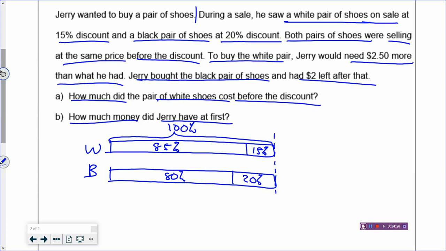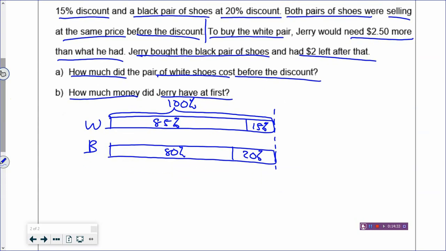Okay, now, so where are we now? We are until here. Now, to buy the white pair of shoes, Jerry needs $2.50 more than what he has. So which means that he doesn't have enough money to buy the white pair of shoes. Okay, so what do we do? So I'm going to draw Jerry's money. How you want to label is up to you. So Jerry's money has to be shorter than the white shoes that is sold, that is after discount, right?